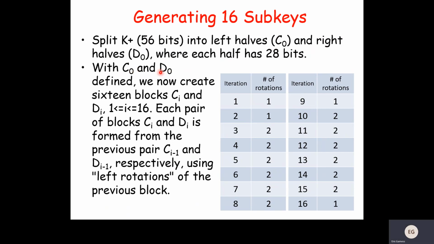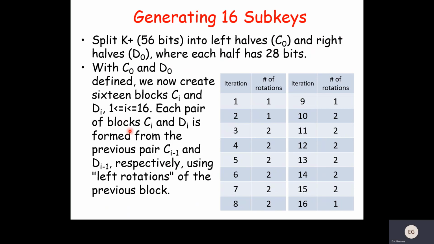Then to compute C2 and D2, the table says you need to do also 1 rotation to the left. So I'm going to take C1 and make 1 rotation to the left, and take D1 and make 1 rotation to the left. Now to go from C2 to C3, you need to make 2 rotations to the left. So I take C2 and make 2 rotations to the left to get C3, and I take D2, make 2 rotations to the left to get D3. And I'm going to go up to C16 and D16.